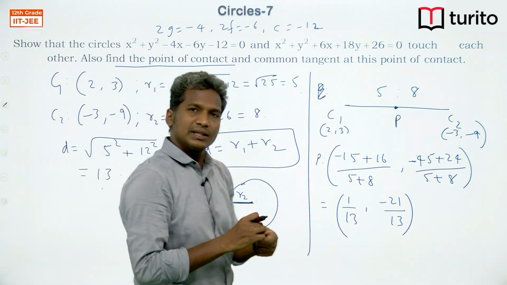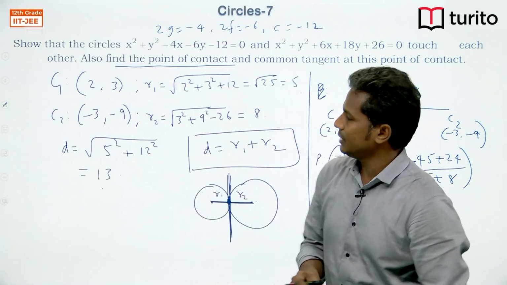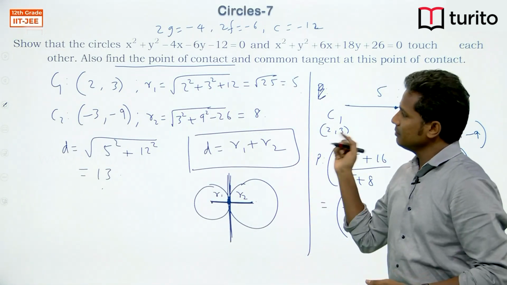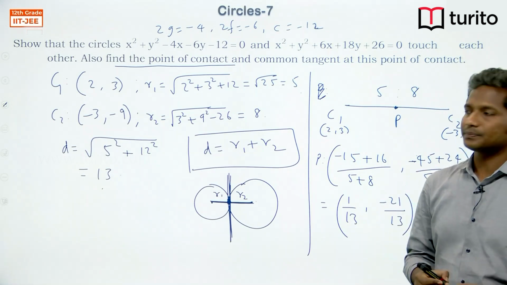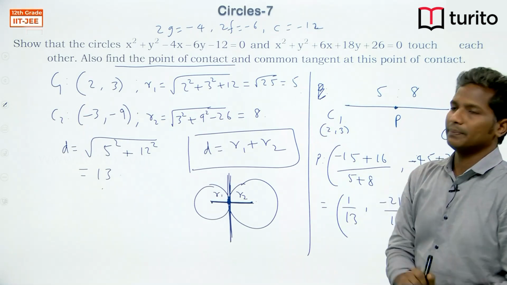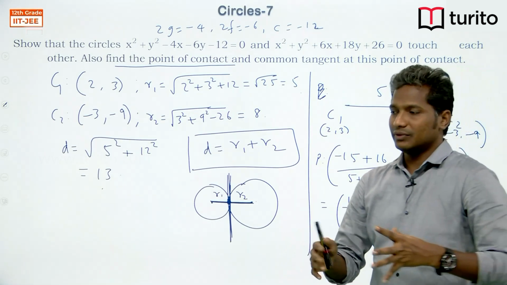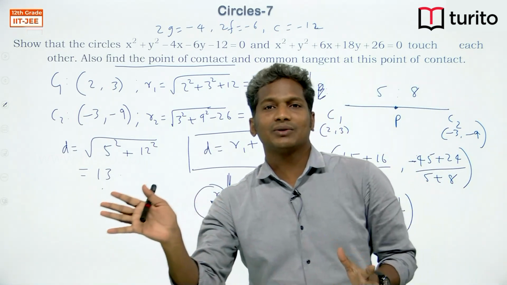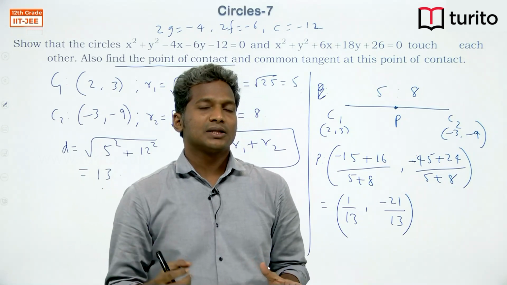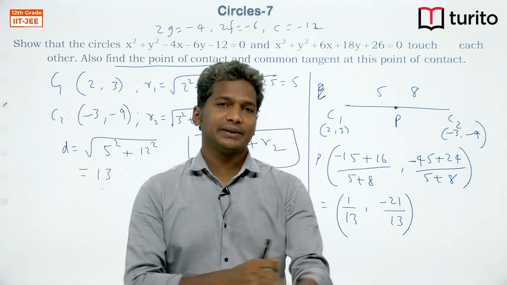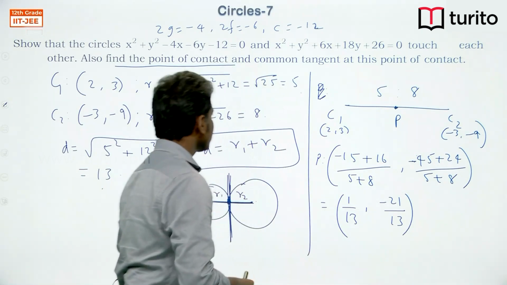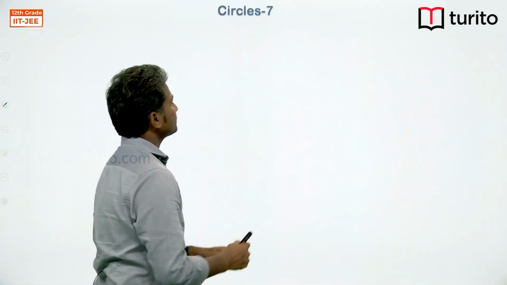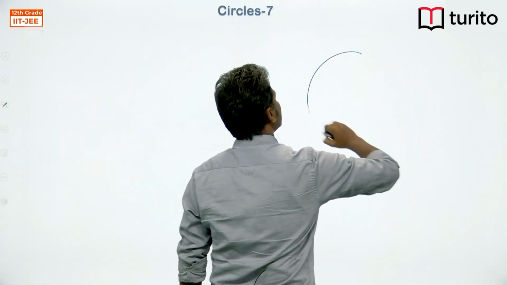If you know that circles are touching, then you can get that point by applying the section formula, if they are touching externally. Now let me take a case. Of course we are solving the problem, but we are going tangentially outside using a different idea. Suppose if circles are touching internally.